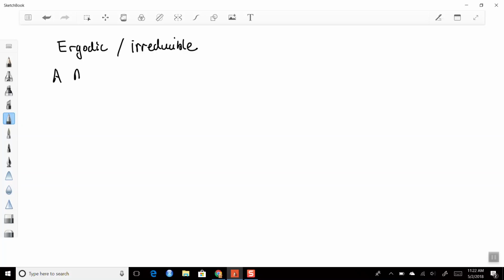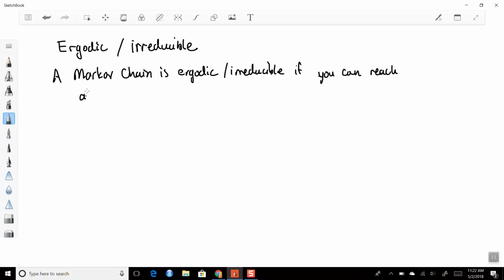We'll say a Markov chain is ergodic or irreducible if you can reach all other states from any state. Okay, so if from any state you can reach all other states, then it is ergodic.